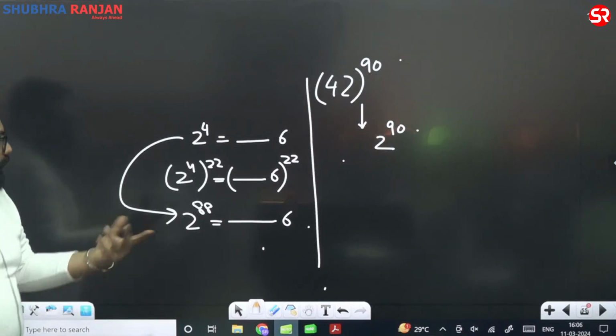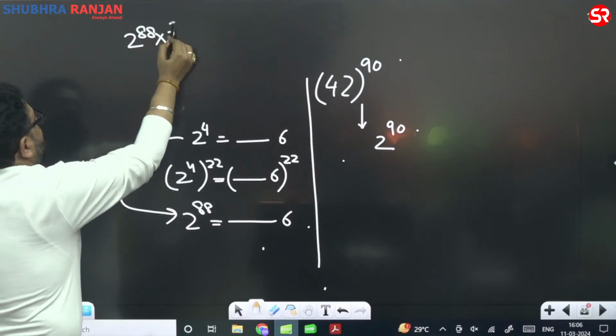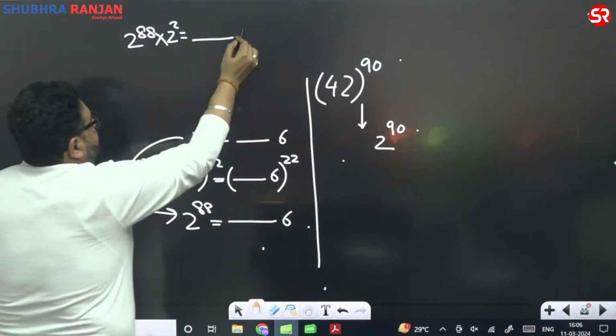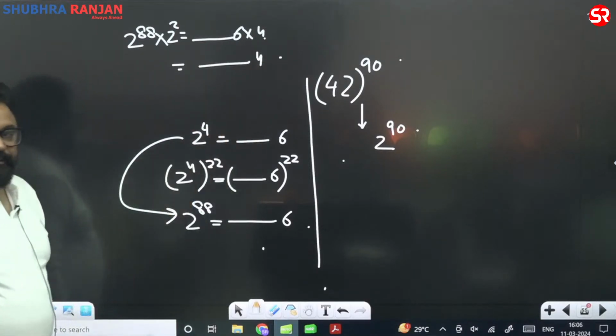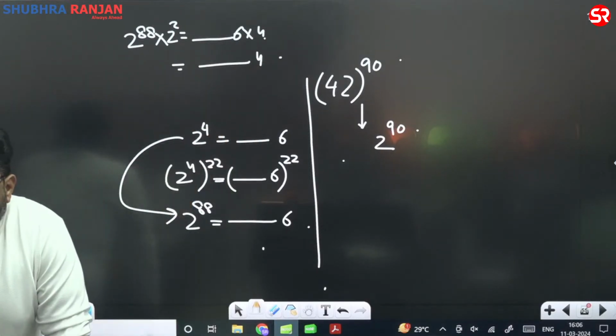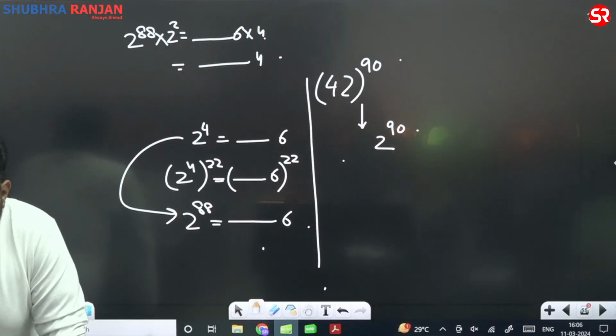So what is left, sir? 2 की power 88 into 2 की power 2 is left. 2 की power 88 ends with 6 and 2 की power 2 ends with 4. 6 4s are 24, ending with 4. Answer is 4. Make a note of it if you want to, though I find it to be very easy.